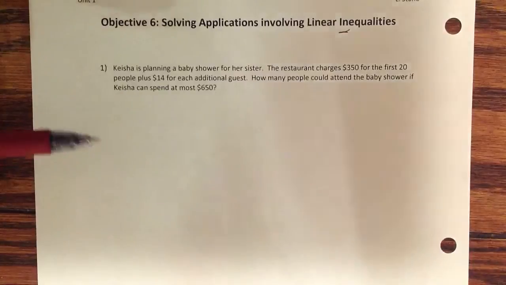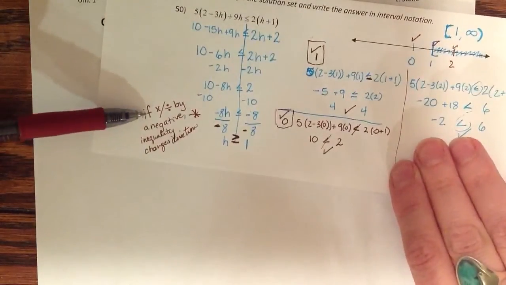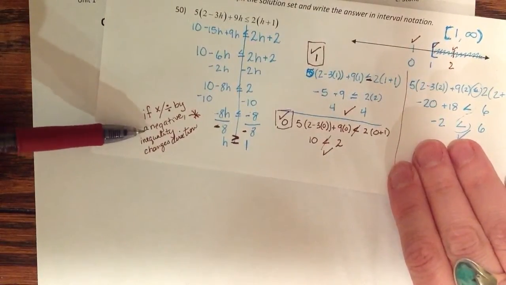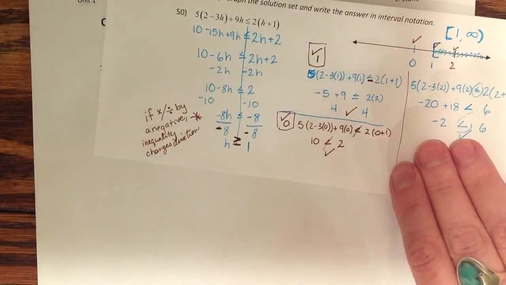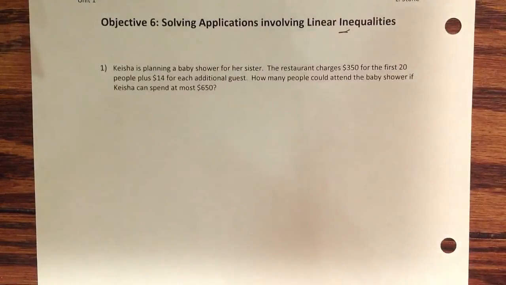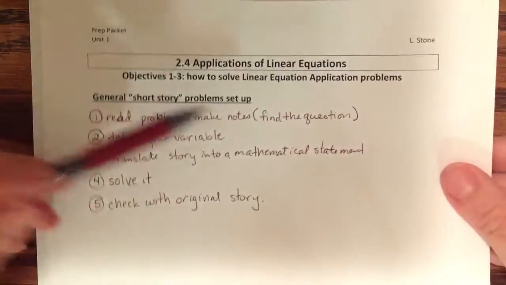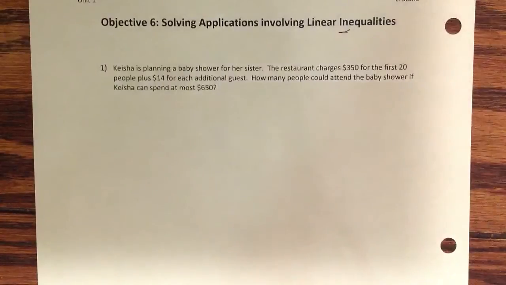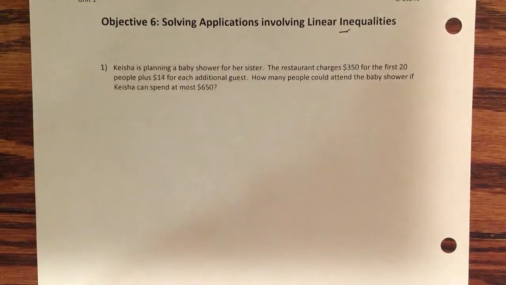But as we're doing that, we're also going to keep in mind the new rules that we added for inequalities. The only one of which was that if we divide or multiply by a negative, we have to change the direction of the sign as we're solving it. Otherwise, the rules are going to look just as they did for solving story problems that are linear equations. So let's start this. Keisha is planning a baby shower for her sister.